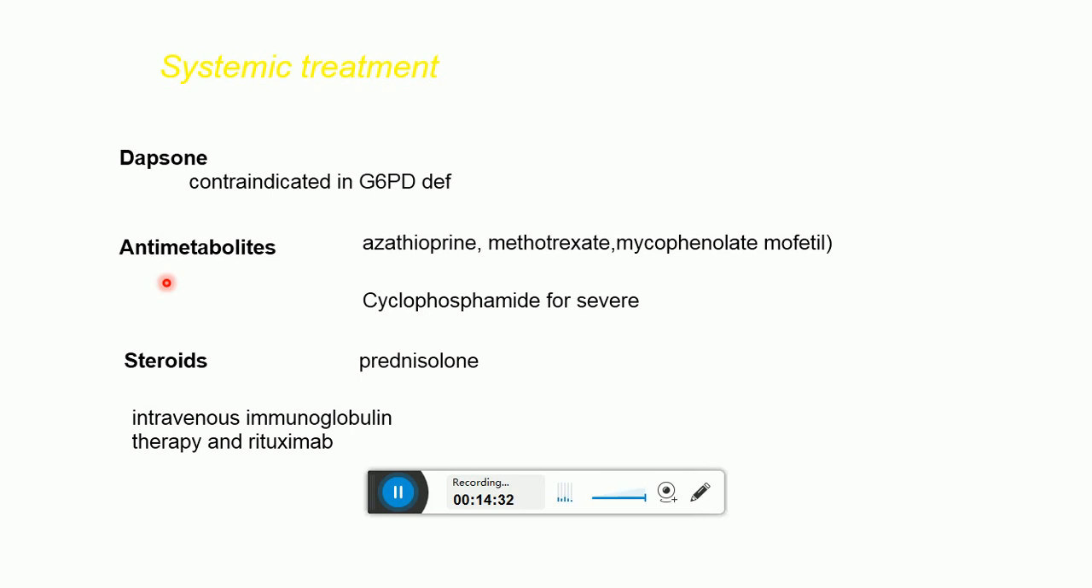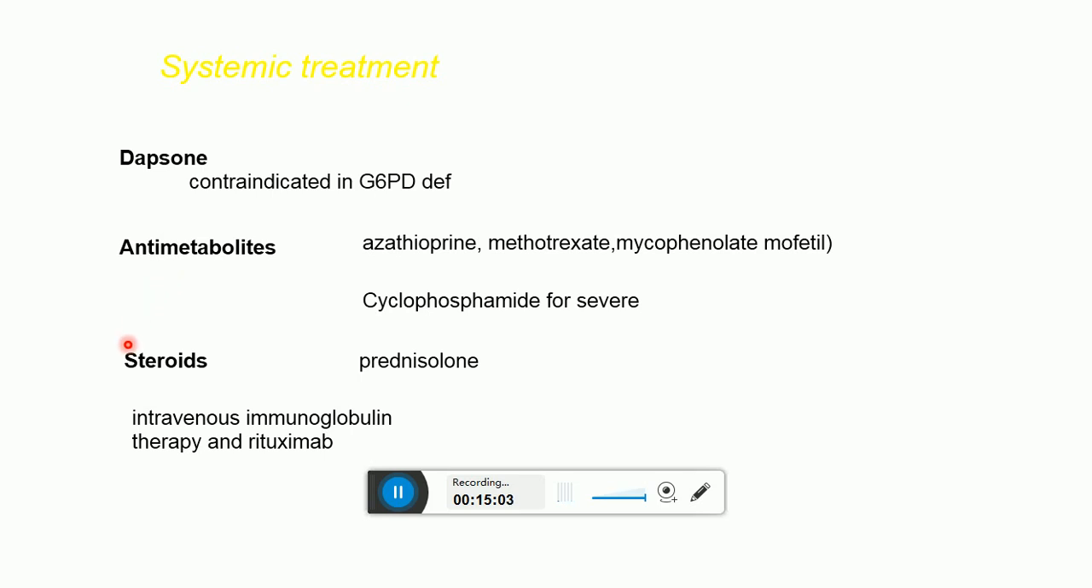Anti-metabolites like azathioprine, methotrexate, cyclosporine, and mycophenolate mofetil are alternatives for mild to moderate disease if dapsone is contraindicated, ineffective, or poorly tolerated, and they are suitable for long-term therapy. Dapsone can be used in conjunction if necessary. Cyclophosphamide may be reserved for severe refractory disease.